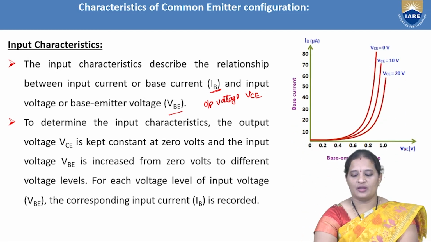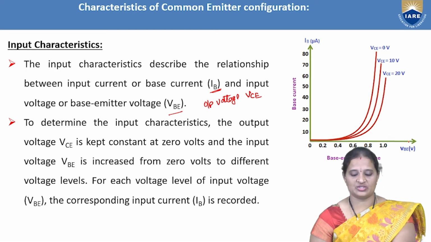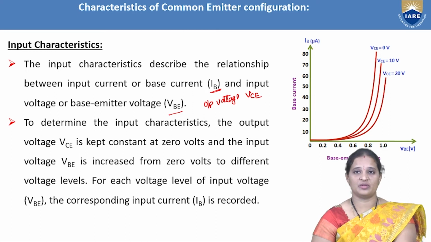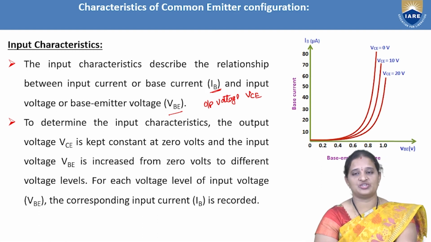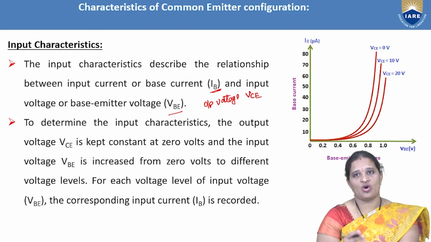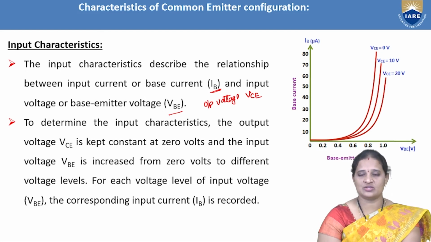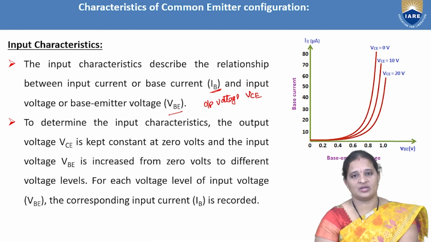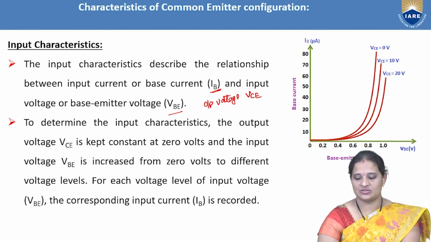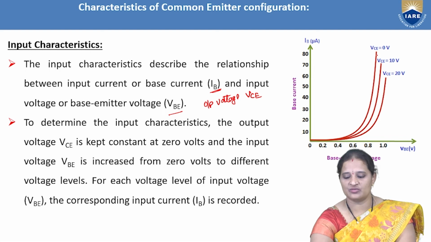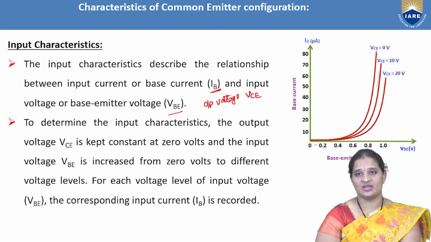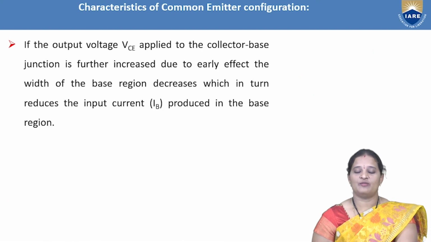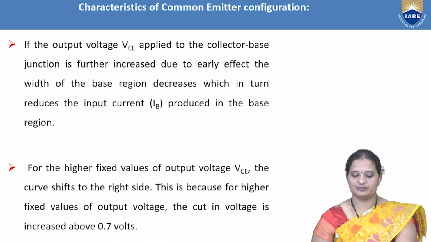So here again, these are the characteristics drawn for the emitter to base junction between VBE and IB. Again, the emitter junction is forward biased here, and hence the input characteristics of common emitter configuration are also similar to the forward biased PN junction diode characteristics. So when VCE is equal to 0, the characteristic curve is this. Now, what happens if I increase VCE from 0 to some higher value?